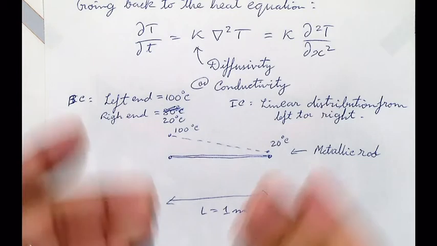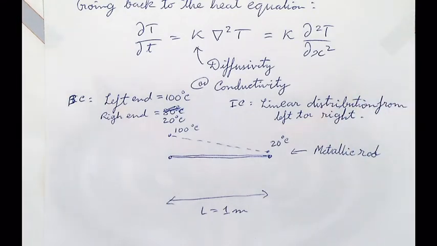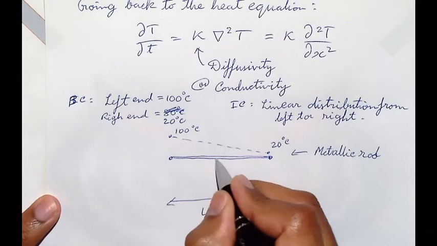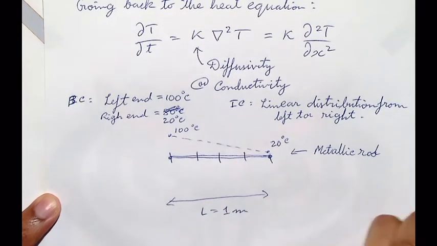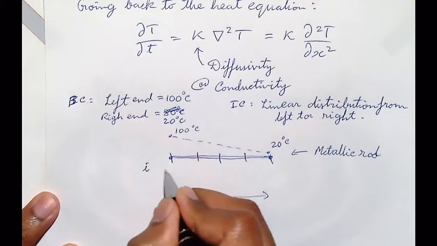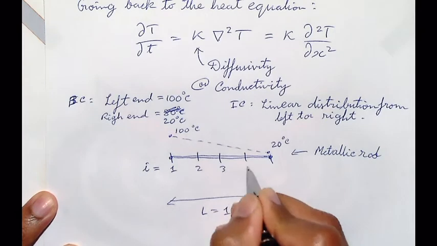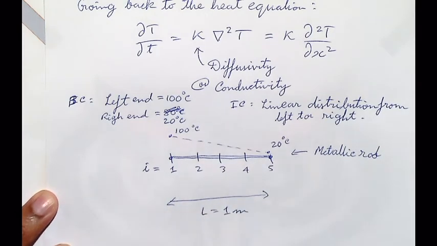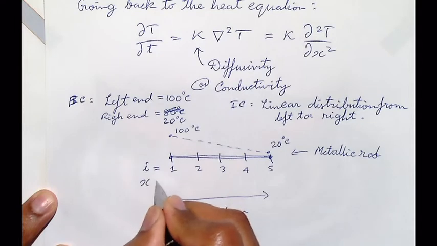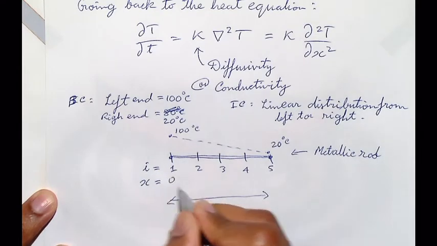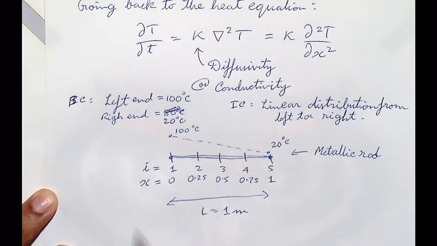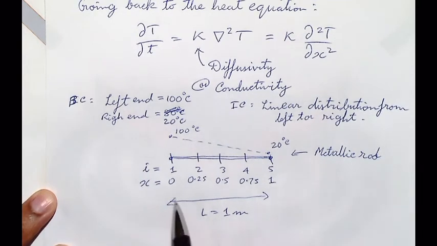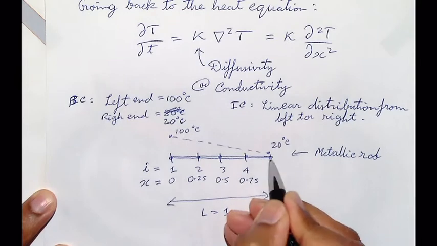Can I give the computer a rod? I've got to give it data points. Yeah, we need to create data points, right? We need to discretize our rod. So let's discretize it into 1, 2, 3, 4, 5 points. So we would say i goes from 1, 2, 3, 4, 5. If you like to start at 0, fine. And x would be 0, 0.25, 0.5, 0.75, and 1, because I told you the rod is 1 meter long. Now I know the coordinates at each of these x i's.